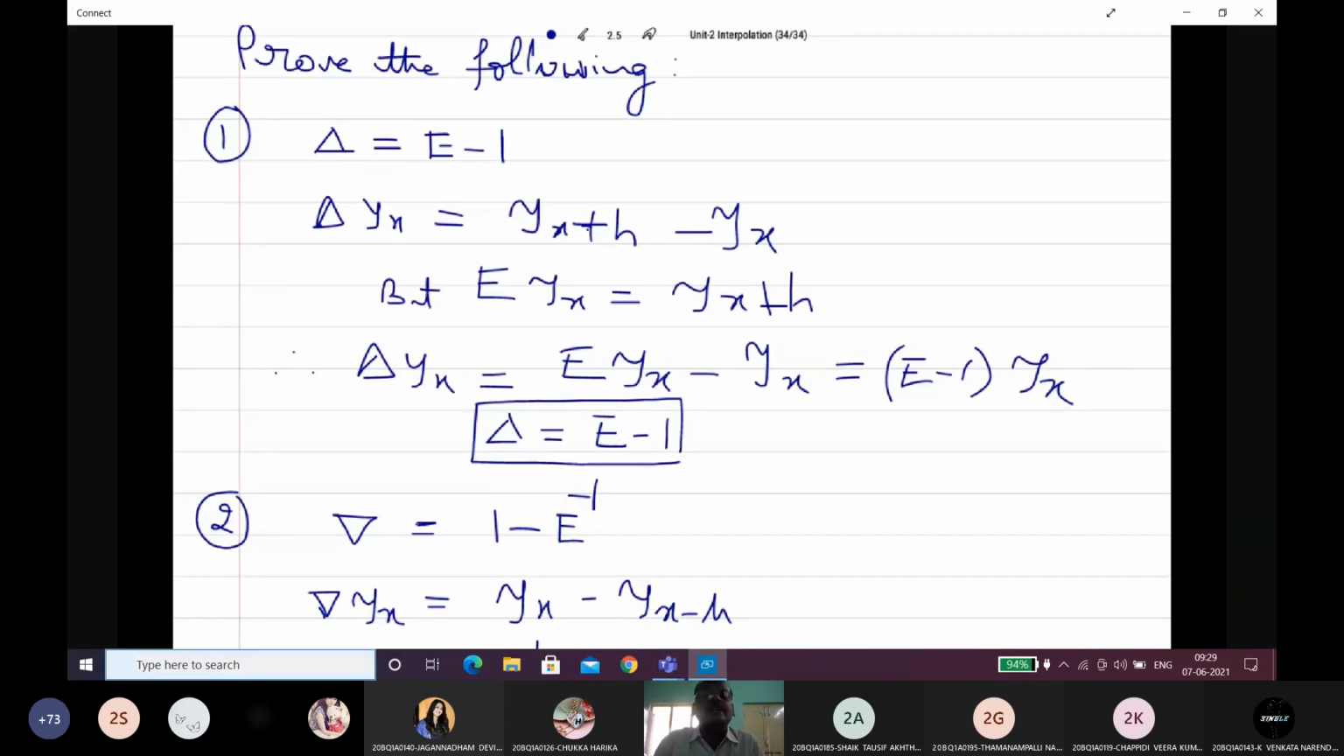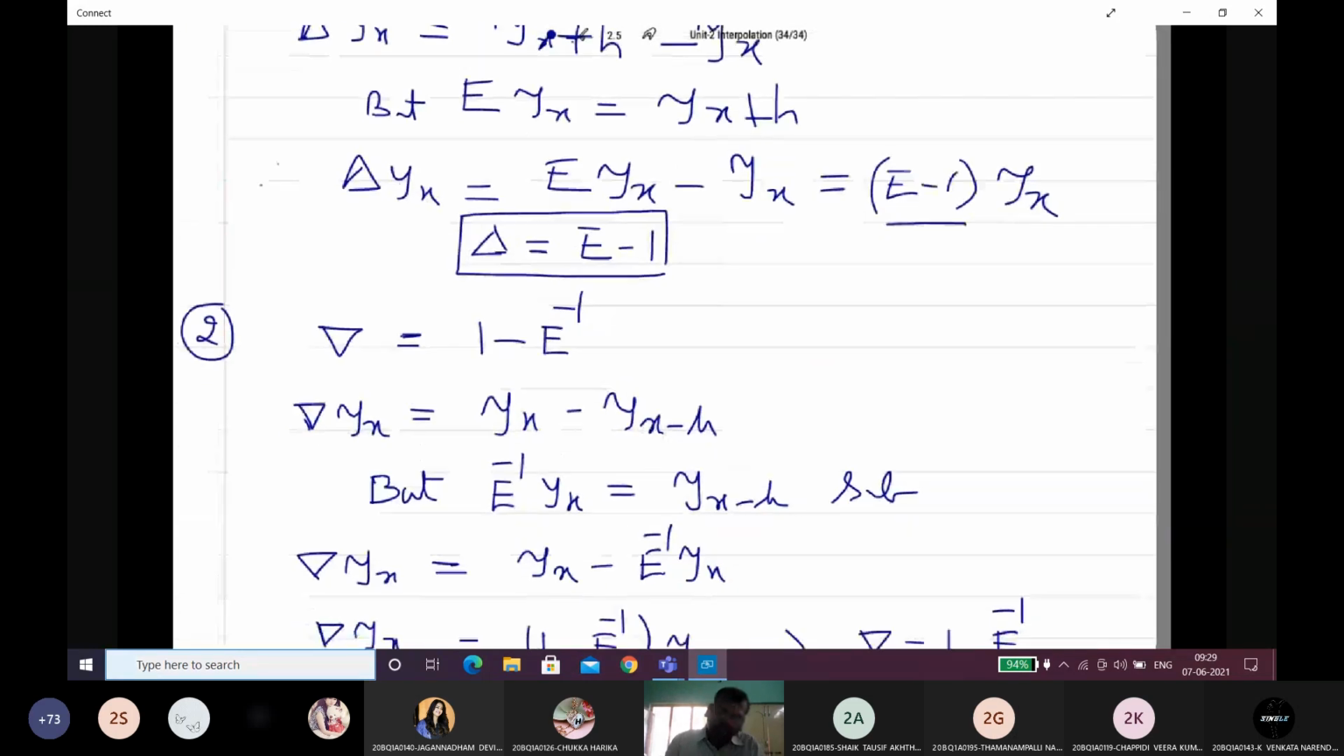But we know the formula for the shift operator, E of yx is equal to yx plus h. So in our formula, in place of yx plus h, I wrote E of yx. E of yx minus yx. Taking yx common, this is E minus 1 of yx. Therefore, delta is equal to E minus 1.